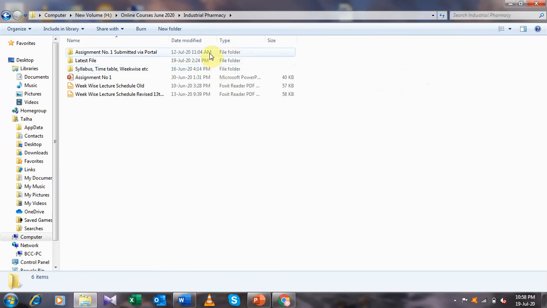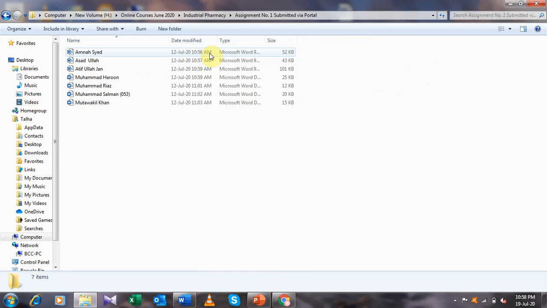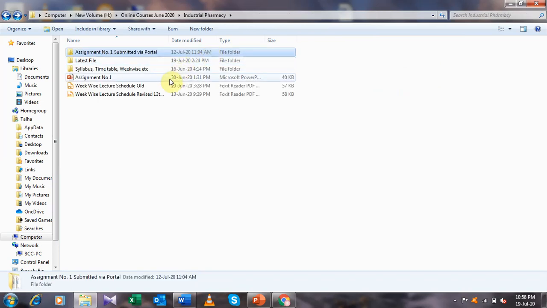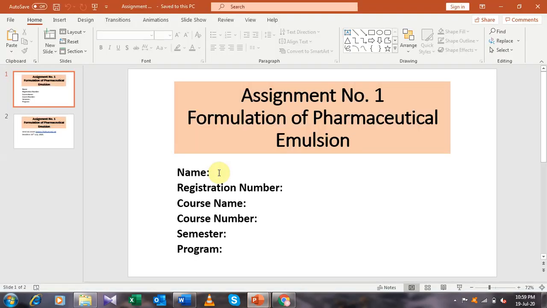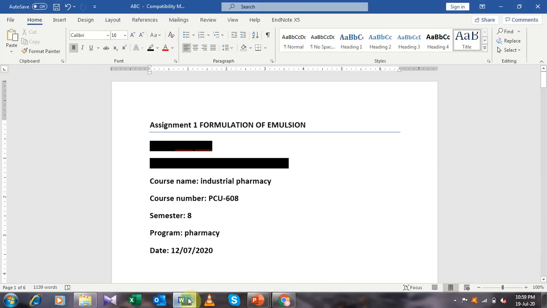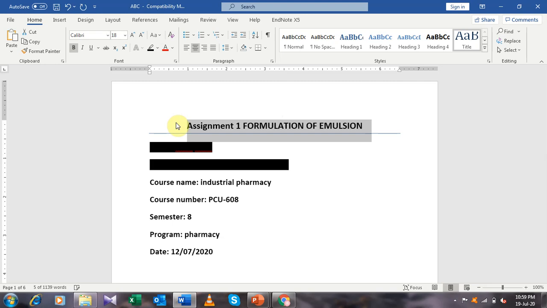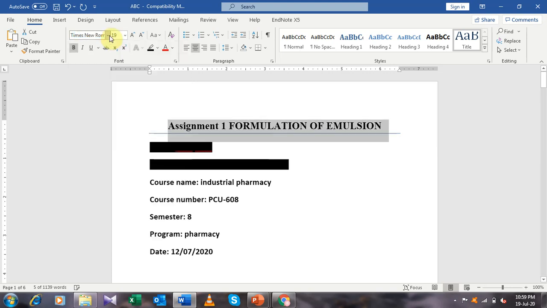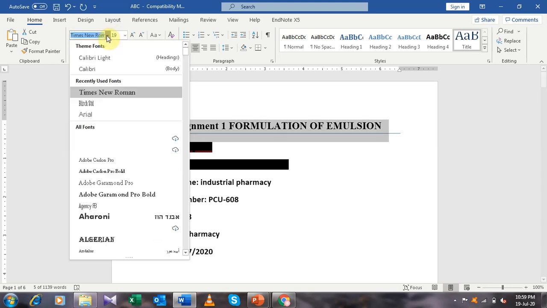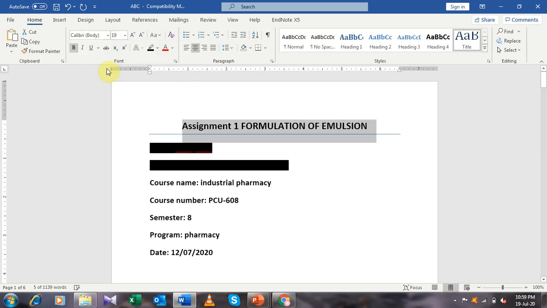First of all, you should be careful about the assignment. That is assignment number 1, formulation of pharmaceutical emulsion. You should write down the assignment number 1 and that particular assignment title, and write it in the center. And if it is Times Roman, that is widely used, or Calibri fonts or any other suitable fonts. So the official font, remember, is Times New Roman, it is widely used.